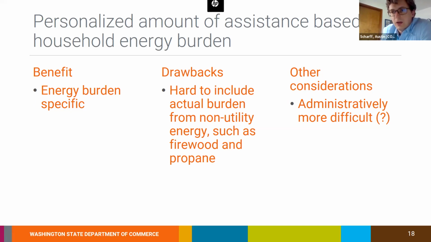But this can be difficult to do for a number of reasons, including figuring out what the costs are for firewood and propane and other non-utility energy costs. It requires a fair amount of coordination on the data side, and then to administer those payments and assistance. So I'm going to stop there and see if anyone has any questions or comments on this approach, and how it would impact delivery to citizens.